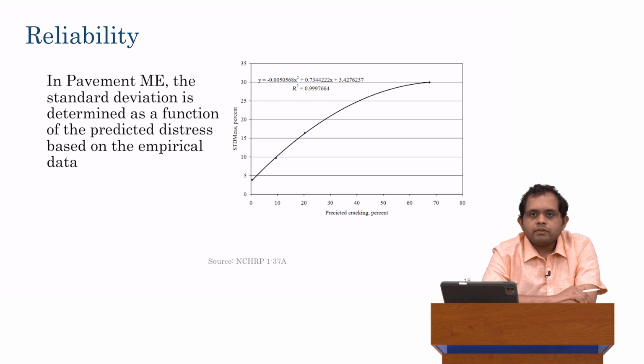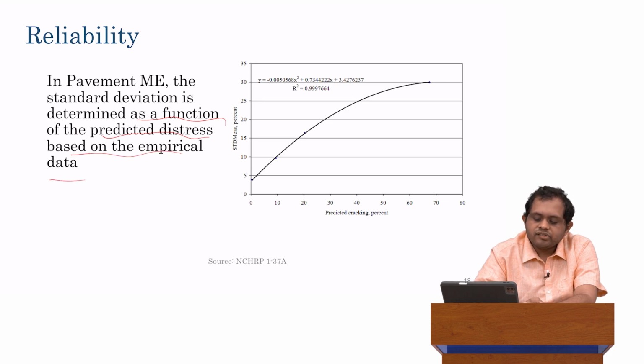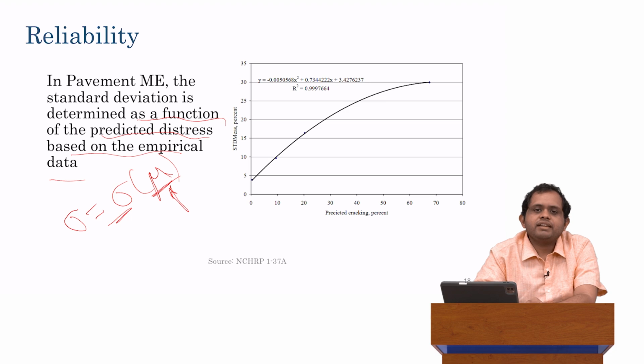How do we know that? There are many ways to know it. I'll tell you how Pavement ME does it. In Pavement ME, the standard deviation is actually determined as a function of the predicted distress, based on some empirical data. In other words, we say this sigma is some sigma of nu. That is based on whatever the predicted value or the mean value is, the standard deviation varies accordingly.